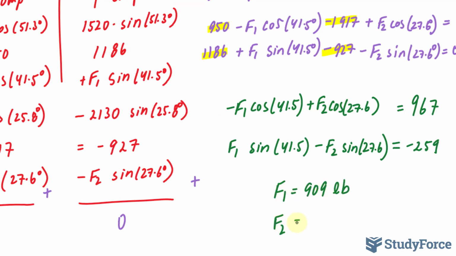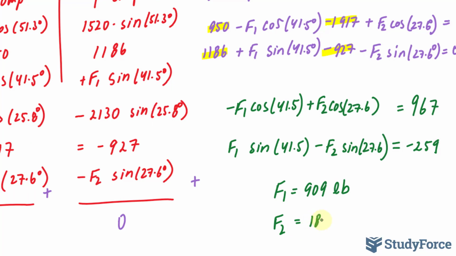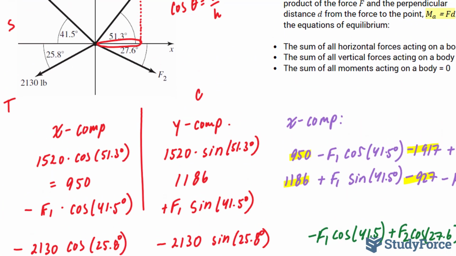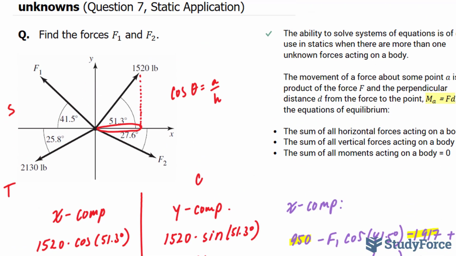And force 2 is 1859. 1859 pounds. So to make this object static at equilibrium, this force needs to be 909, and this force needs to be 1,859. So there you have it. That is how to solve word problems with two unknowns.